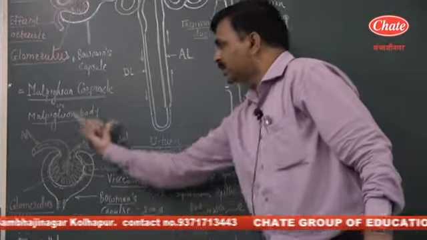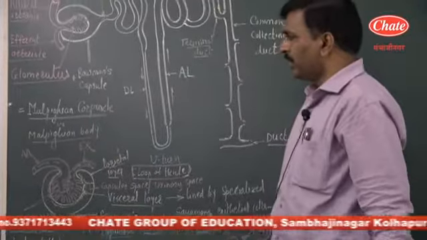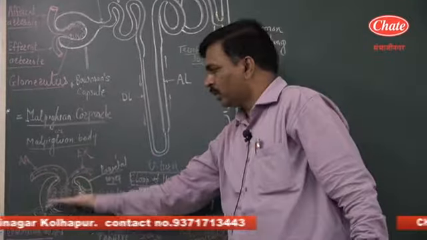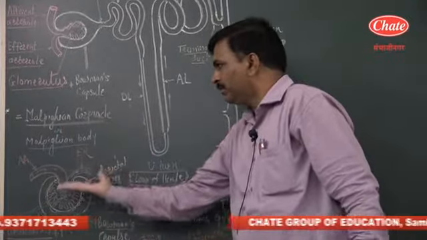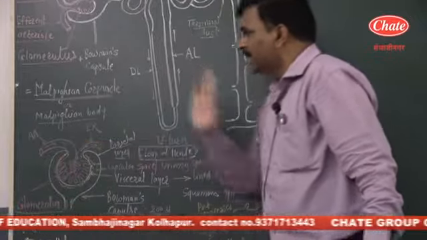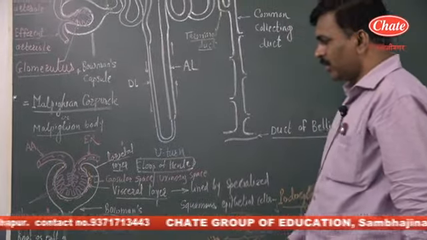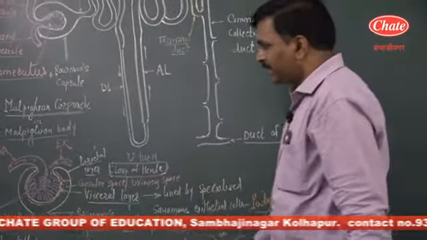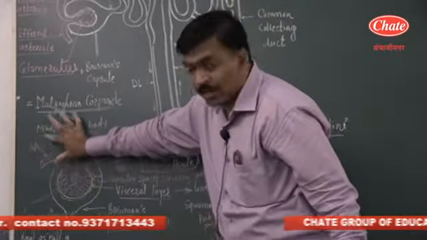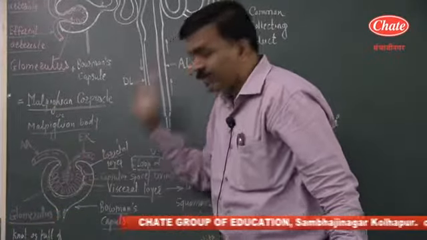So this is the structure of Malpighian body or Malpighian corpuscle. In theory exam, a separate short note will be asked: write a short note on Malpighian body. In NEET exam, an objective question may be created on this Malpighian corpuscle. Remember this is the difference between afferent and efferent arteriole. Afferent arteriole has a bigger diameter than the efferent arteriole.